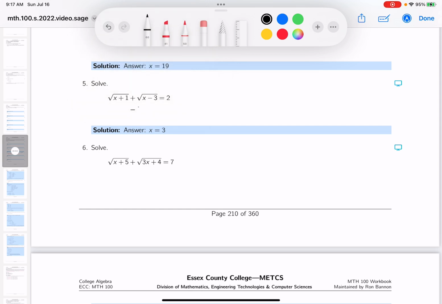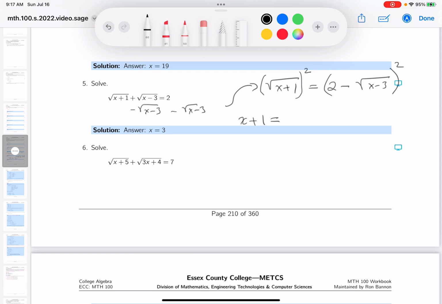plus 1, by subtracting the root of x minus 3 from both sides. What do you get? The root of x plus 1 equals 2 minus the root of x minus 3. I got the radical isolated. I'm going to raise both sides to the index, which is 2. The left side's very easy to do. What do you get? X plus 1.